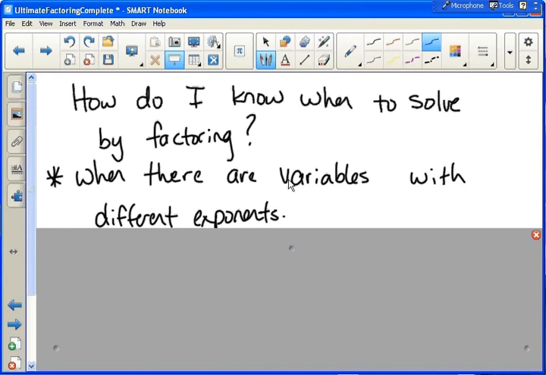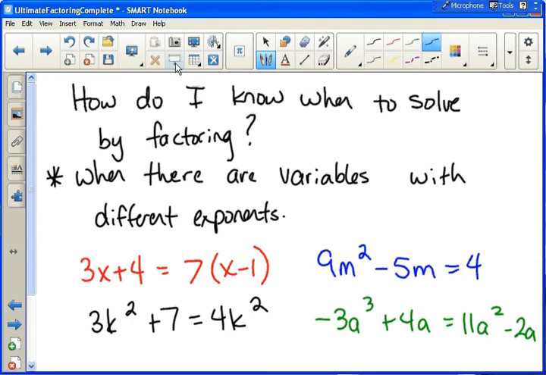So if you look at these examples, if you look at the example in red, 3x plus 4 equals 7 times x plus 1. Both of the x's have the same exponent. So the variables have the same exponents, so I would not need to factor this one. I could just do the normal solve for x, get x by itself kind of a process.